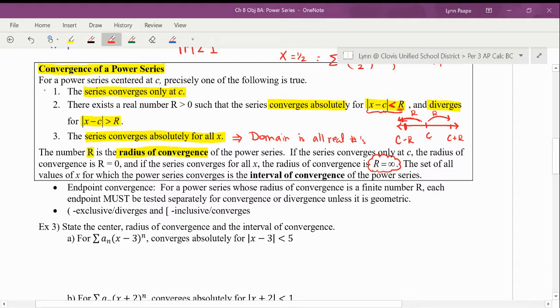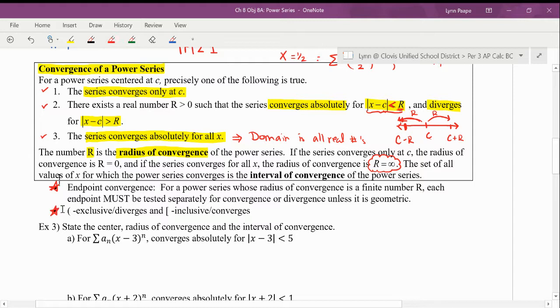Okay, so what are the three situations? It only has one value in the domain, right? And so that would be the center, so one value. It has a finite section that we're looking at, not a finite number of numbers, but a finite area that we're looking at from like, you know, -2 to 3, or it's all real numbers, okay? All right, so endpoint convergence. So this piece right here is going to be on the 8B notes, and then exclusivity and inclusivity will also be on the 8B notes.